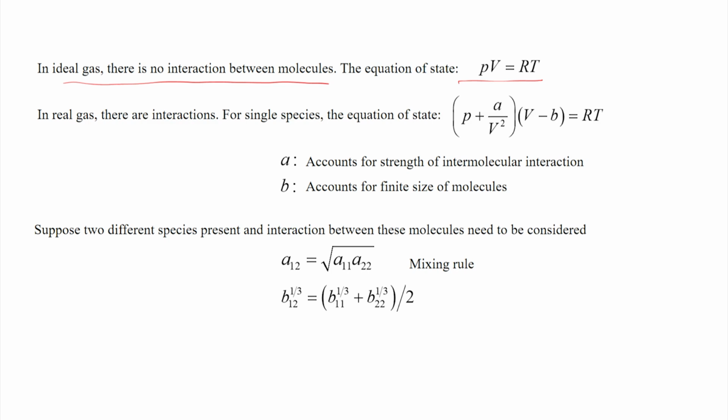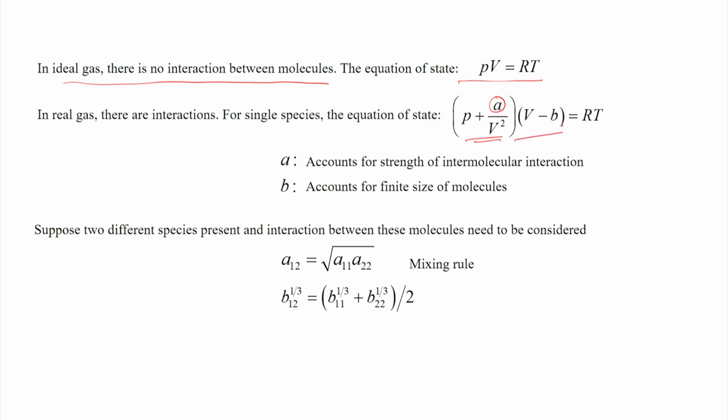It is not that the molecules are not interacting; molecules do interact with each other, and so the strength of the intermolecular interaction is accounted for by this quantity A here. So, this quantity P plus A by V square accounts for the effective pressure that acts within that particular gas. So, this A accounts for that.